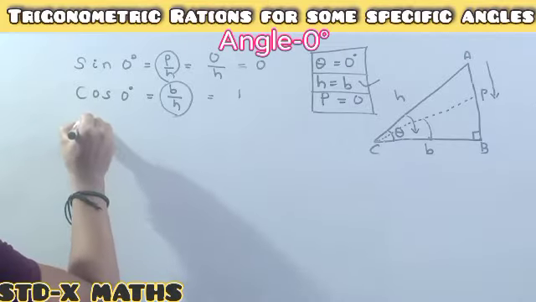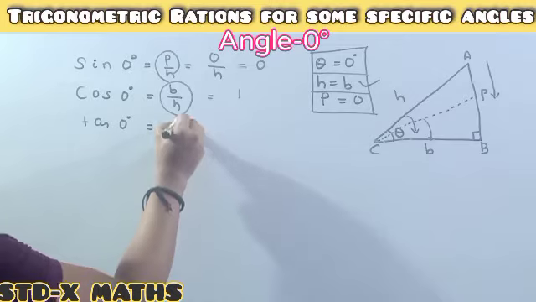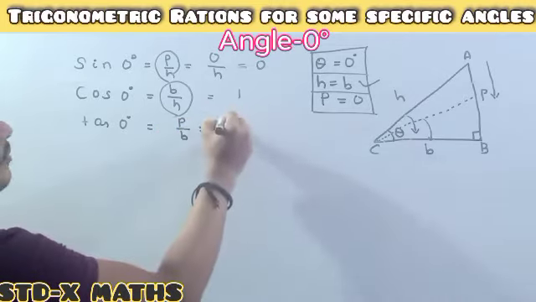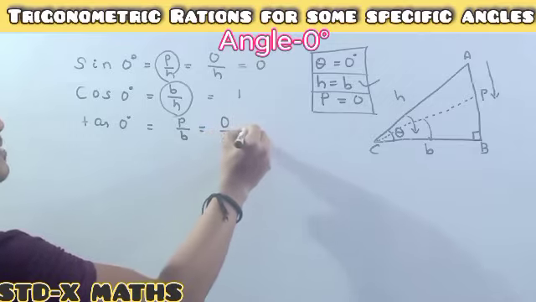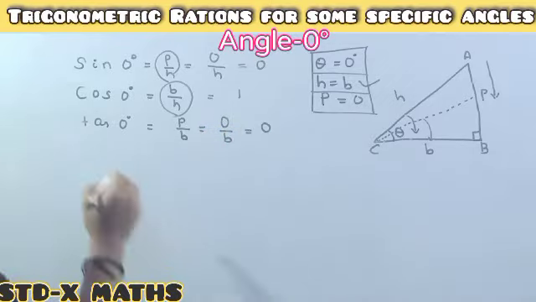Then after, tan 0 degree. See, tan means it is P divided by B. P means 0 and B is non-zero. So the result will be 0. Ready?